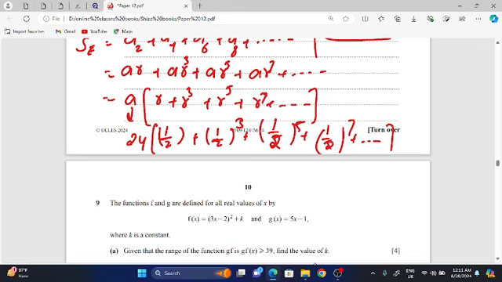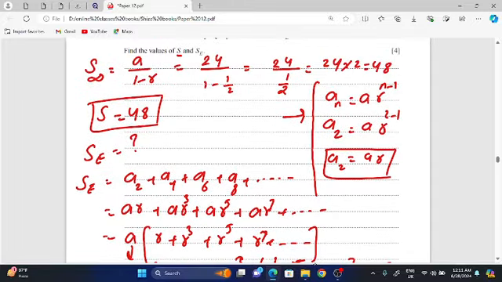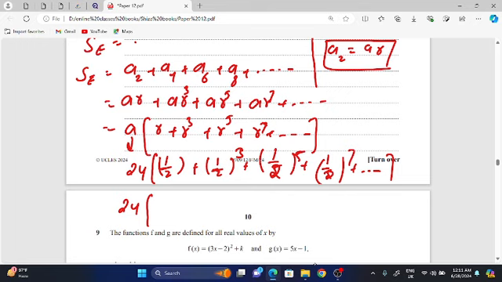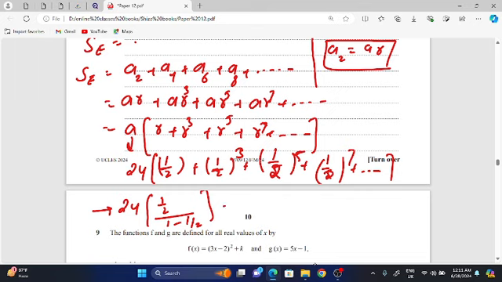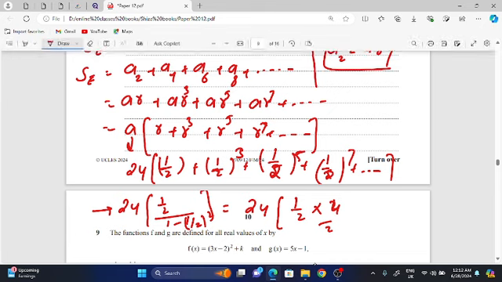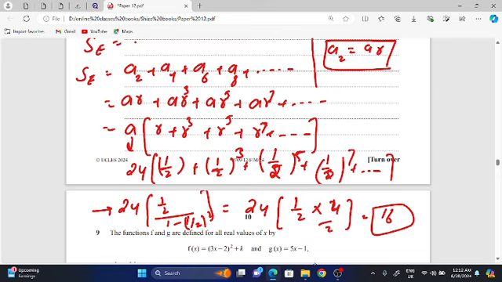After doing the solution, I will get 24 times 1/2 plus 1 by 2 cube plus 1 by 2 to the power 5 plus 1 by 2 to the power 7. So I can write 24 times, the common ratio 1/2 over 1 minus 1 by 2 square. That is coming further as 24 times 1/2 over, once I take the LCM and substitute the values, 3/4. So it will be 24 times 4 by 6. Once I solve it, I will get 16. So 16 will be the answer for that.